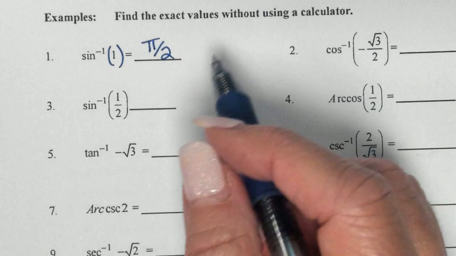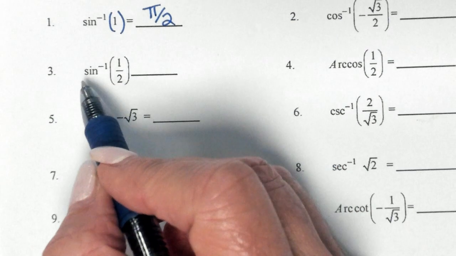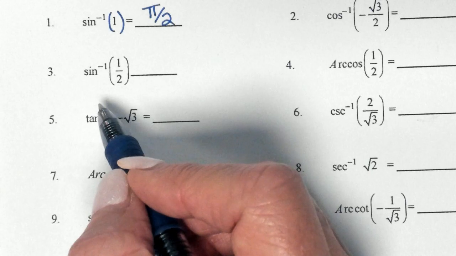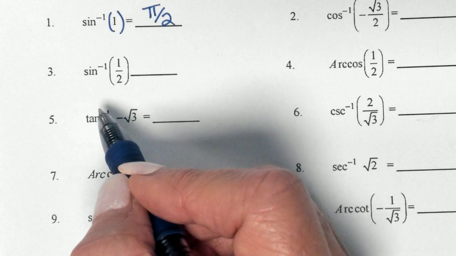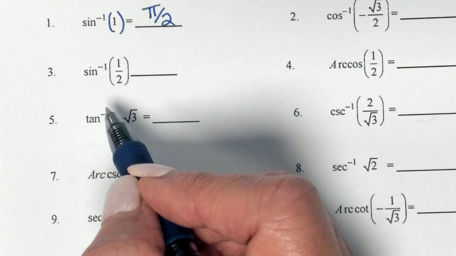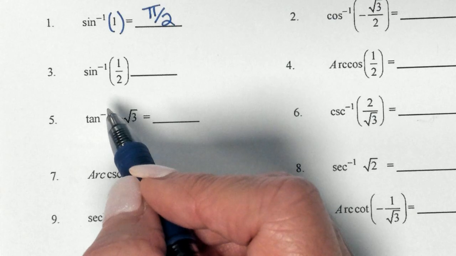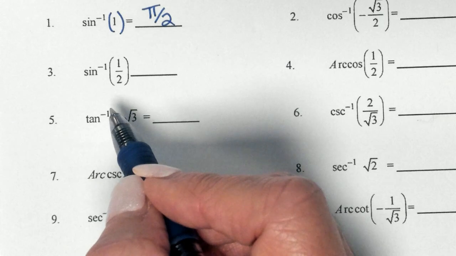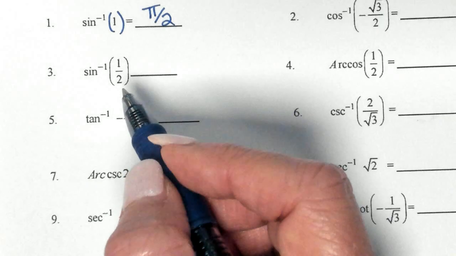Look at number 3. This is asking for the inverse sine of 1/2. Well, we just did that one. Where is sine a positive 1/2? 30 degrees or, what's that in radians? Pi over 6. So we've got pi over 6.